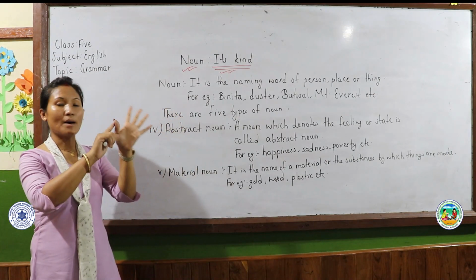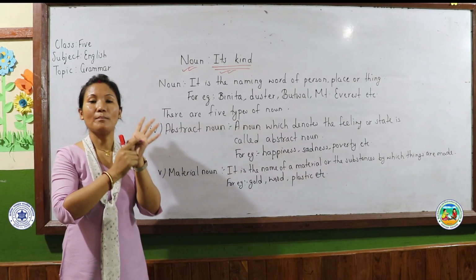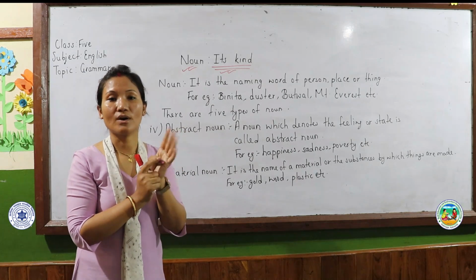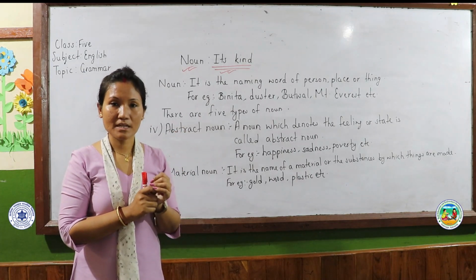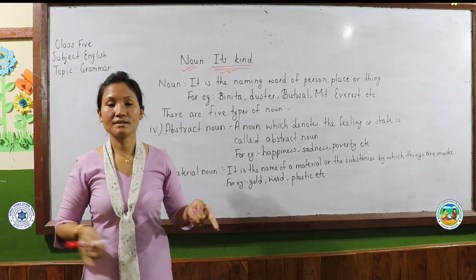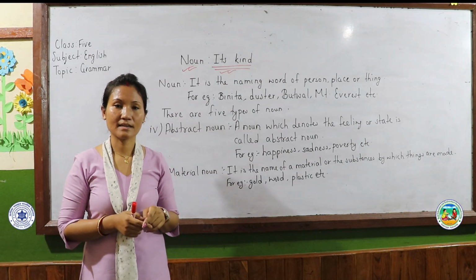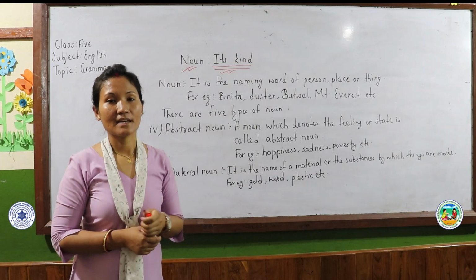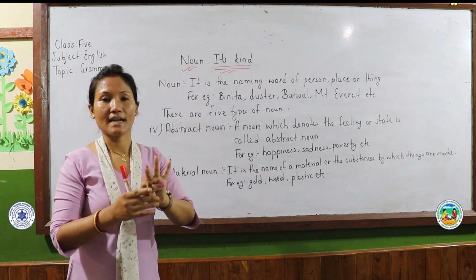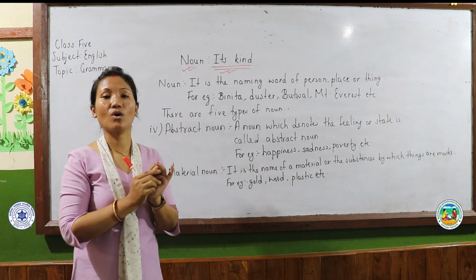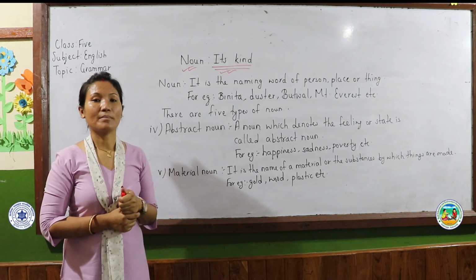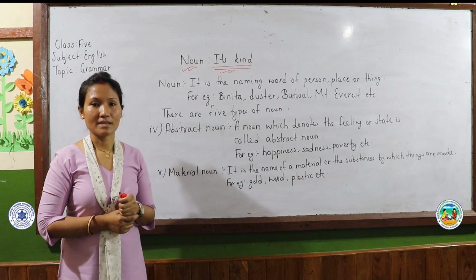The first one, proper noun. Proper noun is the name of a particular person, place or thing. For example, the name of our country, Nepal. The name of the highest mountain peak, Mount Everest. Likewise, Gandaki, Karnali, Annapurna. These all are proper nouns. And one thing to remember is that a proper noun always begins with a capital letter.